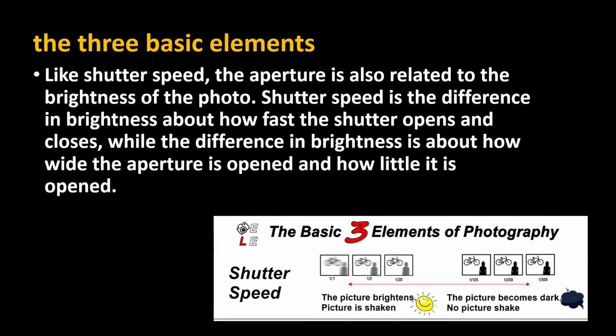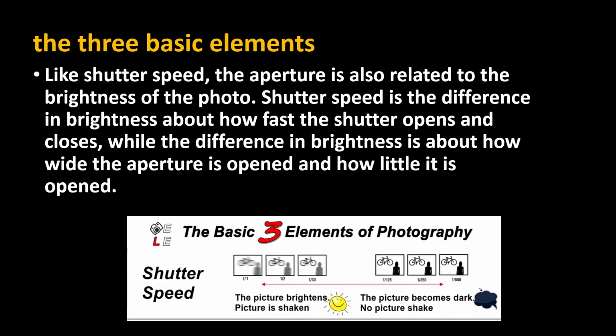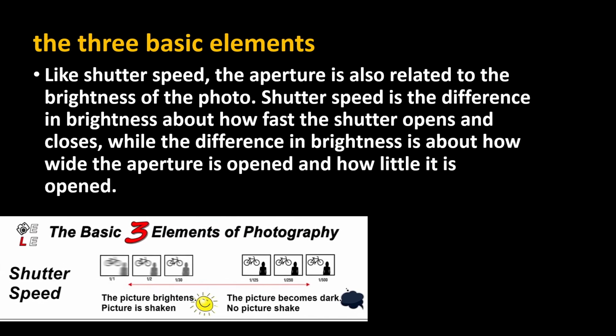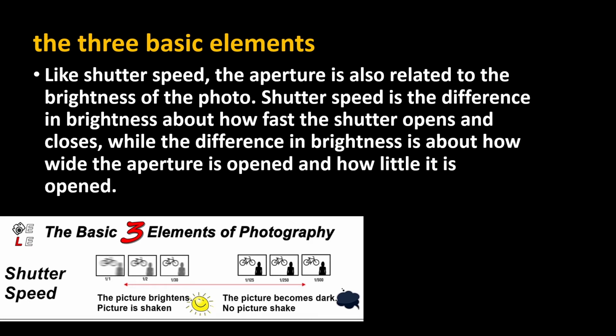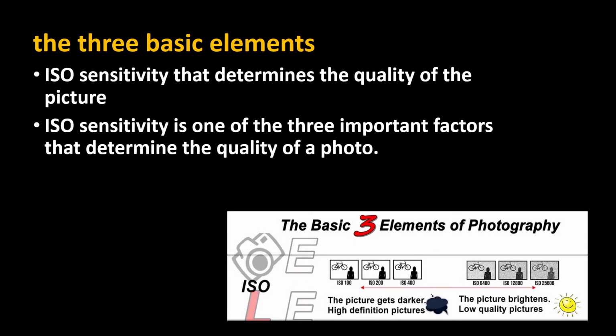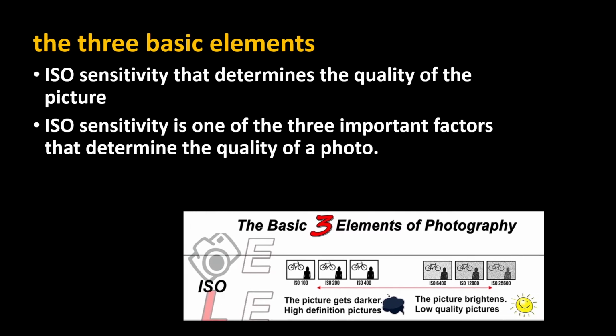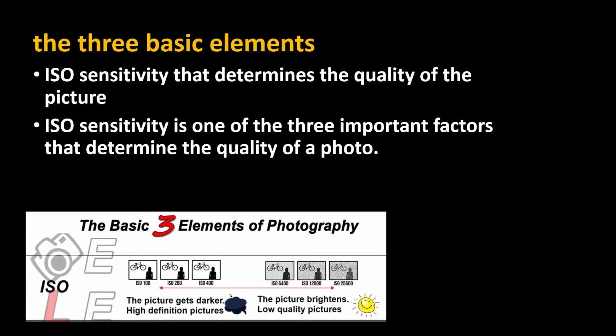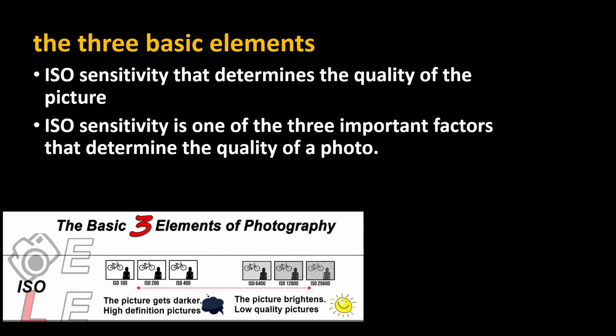Like shutter speed, the aperture is also related to the brightness of the photo. Shutter speed is the difference in brightness about how fast the shutter opens and closes, while the difference in brightness with aperture is about how wide the aperture is opened and how little it is opened. ISO sensitivity determines the quality of the picture. ISO is one of the three important factors that determine the quality of a photo.